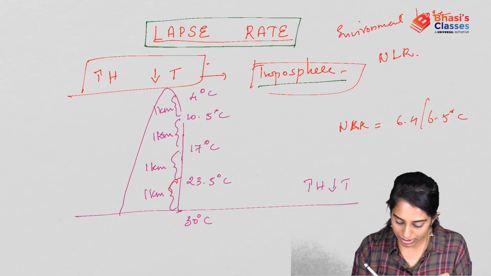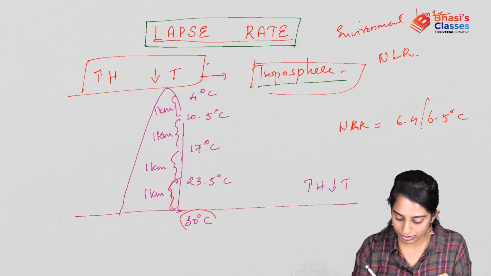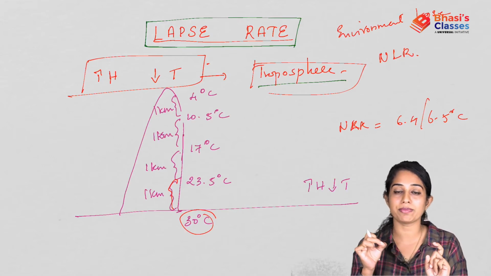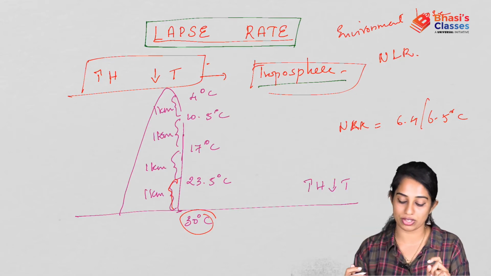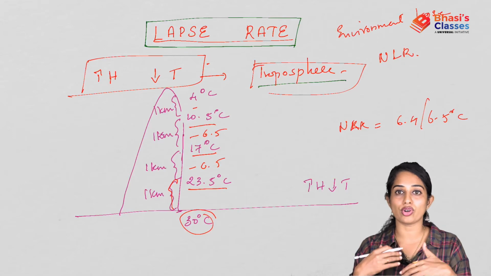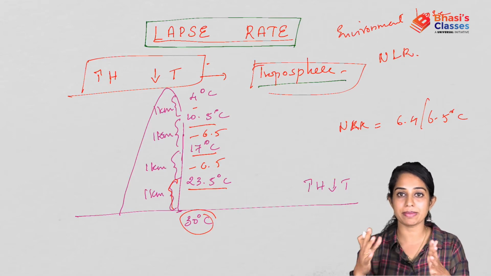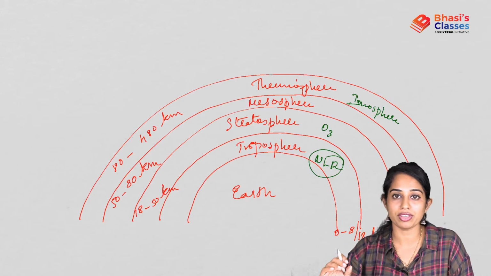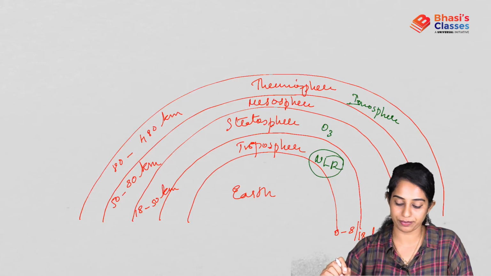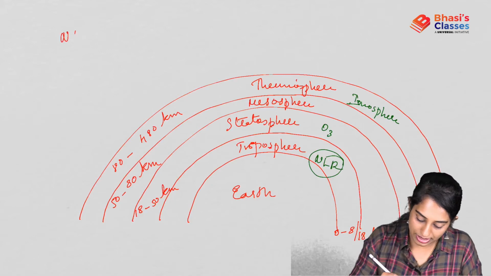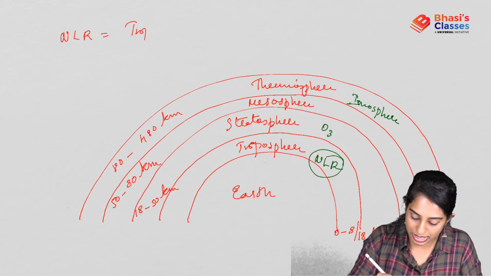So for every 1 kilometer you move, if it is 30 degrees Celsius at the ground surface level, after 1 kilometer there is a 6.5 degrees Celsius decrease in temperature: 23.5, then 17, again 6.5 is reduced, 6.5 is reduced. This is called normal lapse rate or environment lapse rate or simply lapse rate. There are 4 layers in the atmosphere: troposphere, stratosphere, mesosphere, thermosphere. And we said that NLR is applicable only in the troposphere.